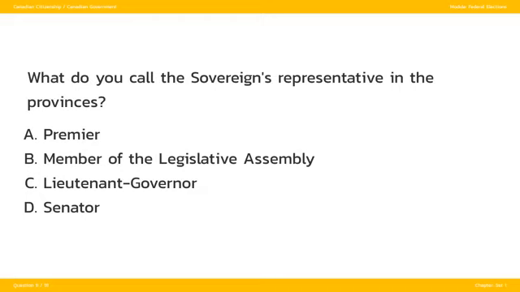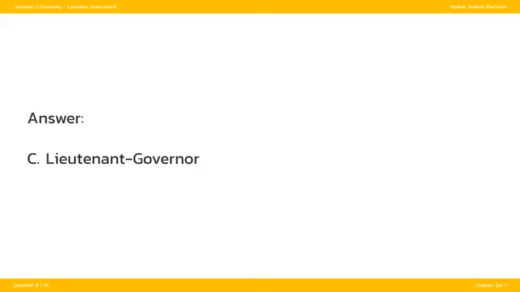What do you call the Sovereign's representative in the provinces? A. Premier. B. Member of the Legislative Assembly. C. Lieutenant Governor. D. Senator. The answer is C. Lieutenant Governor.